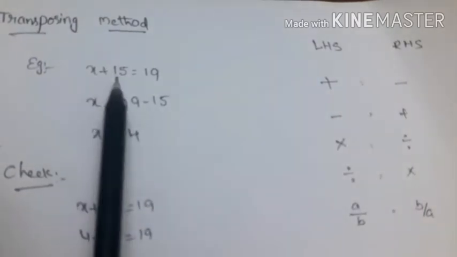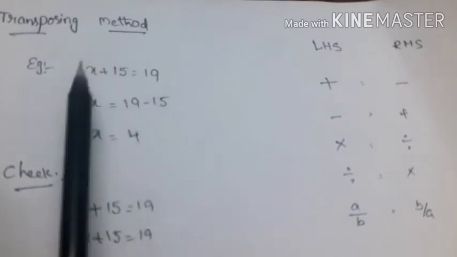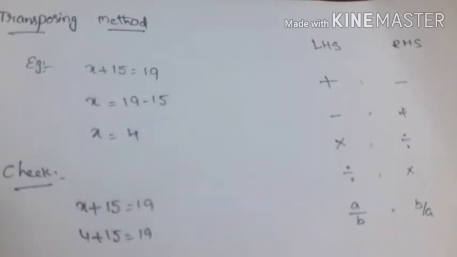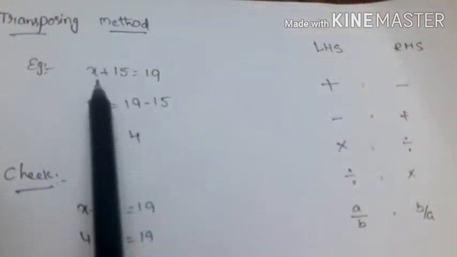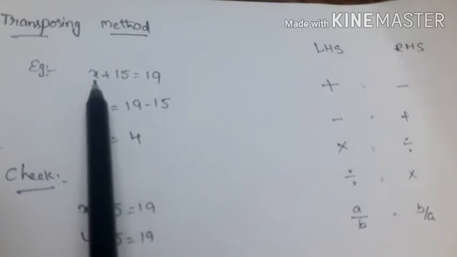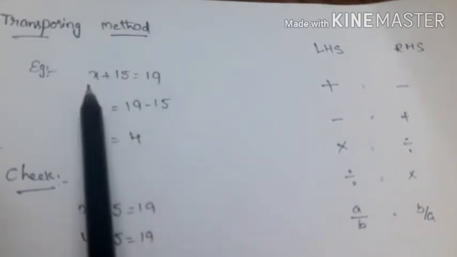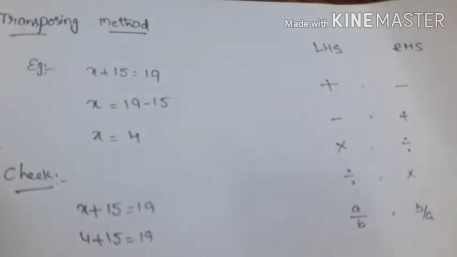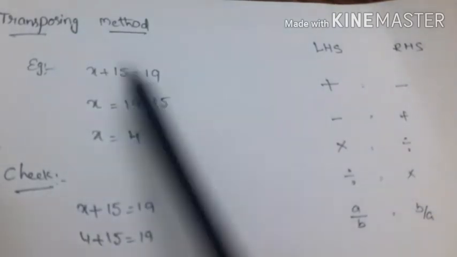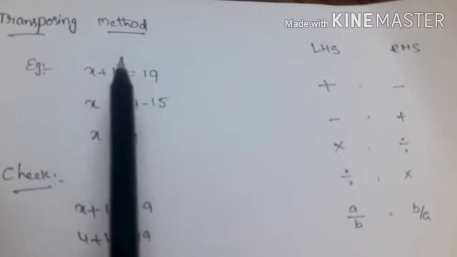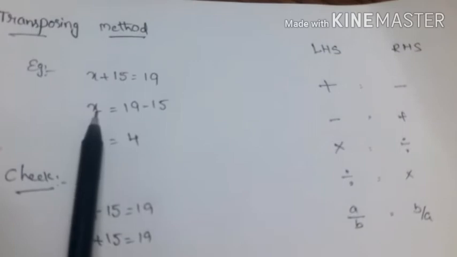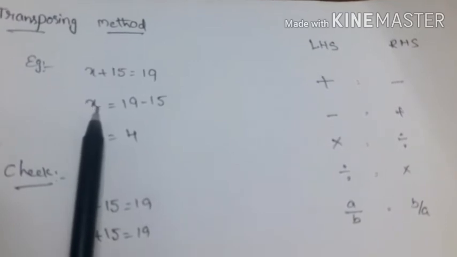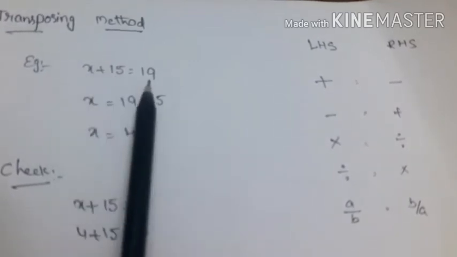For example, x plus 15 is equal to 19. See here, remember all this now. How do you find this x value? x is the variable. It should always be on the left hand side only. Whenever we have to find the variable value, we should always keep the unknown value on the left hand side only. Clear? So, example, x plus 15 is equal to 19.